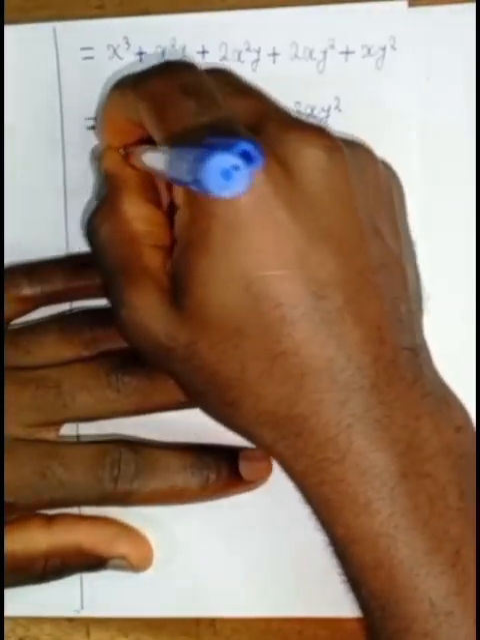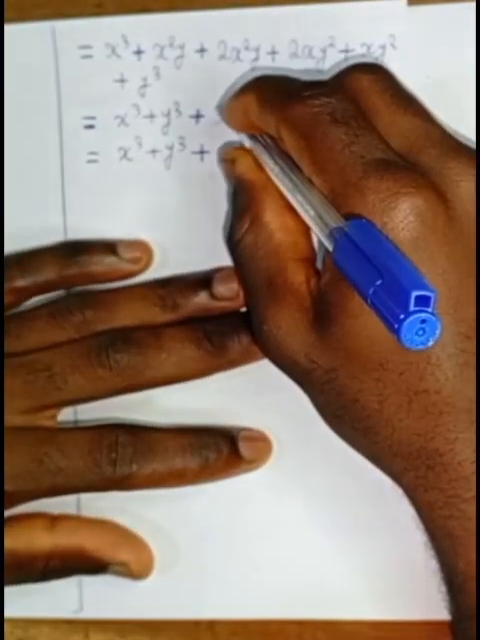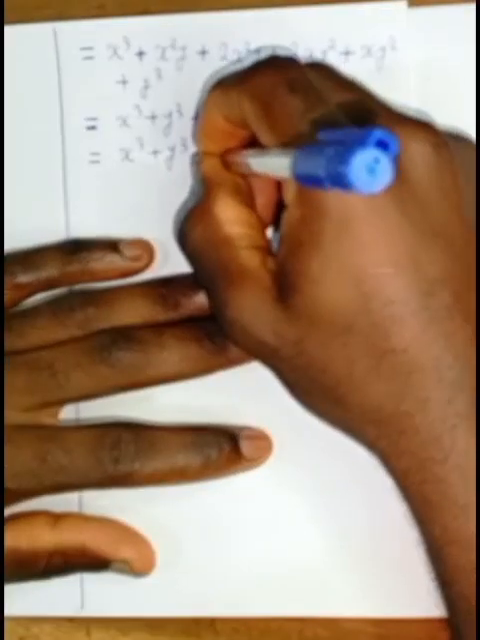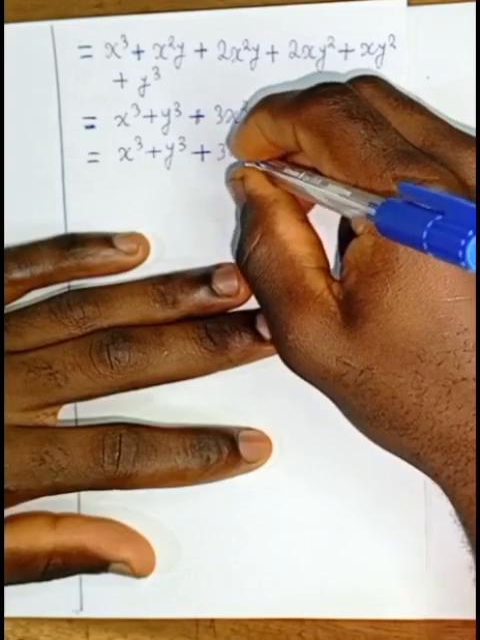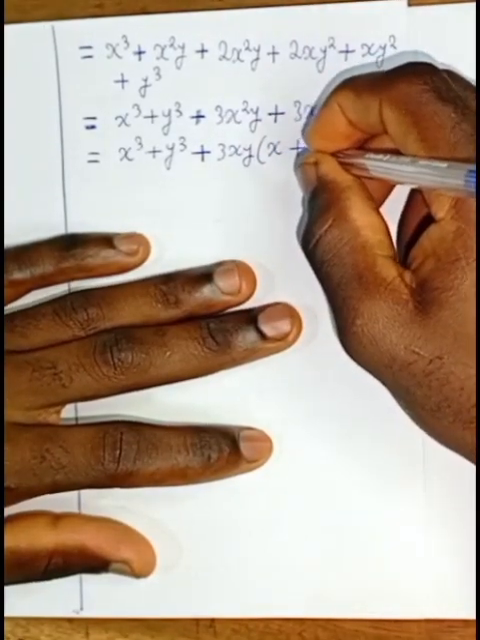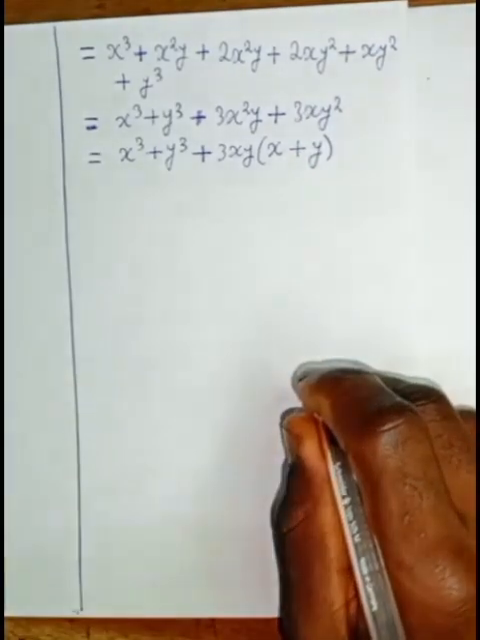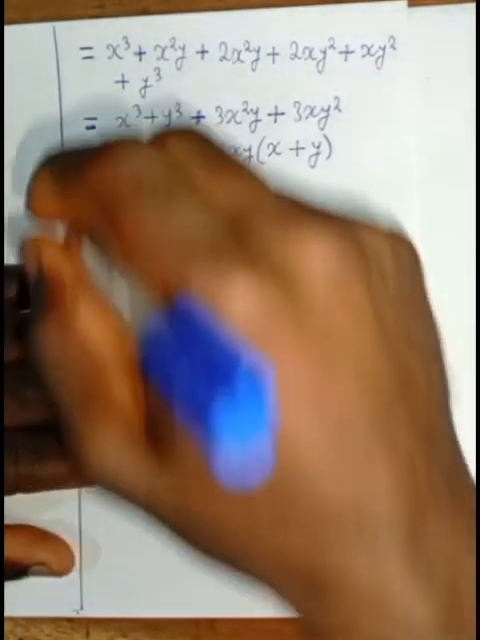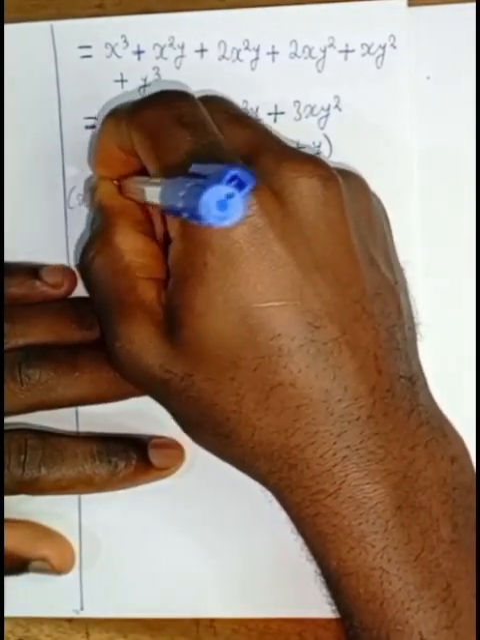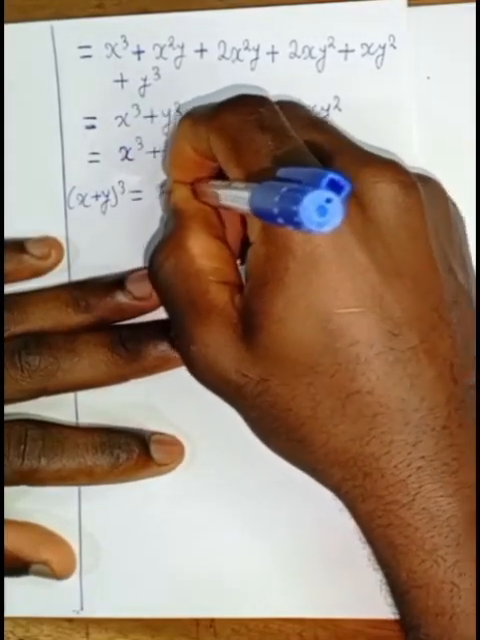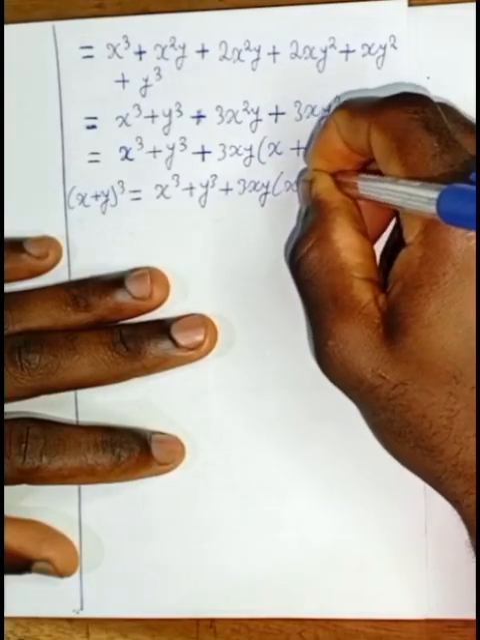This will simply be the same as x cubed plus y cubed, plus, looking at these two terms, 3xy is common. 3xy times x gives us 3x squared y, plus 3xy times y gives us 3xy squared. It therefore means x plus y, all cubed, is the same as x cubed plus y cubed plus 3xy times x plus y.